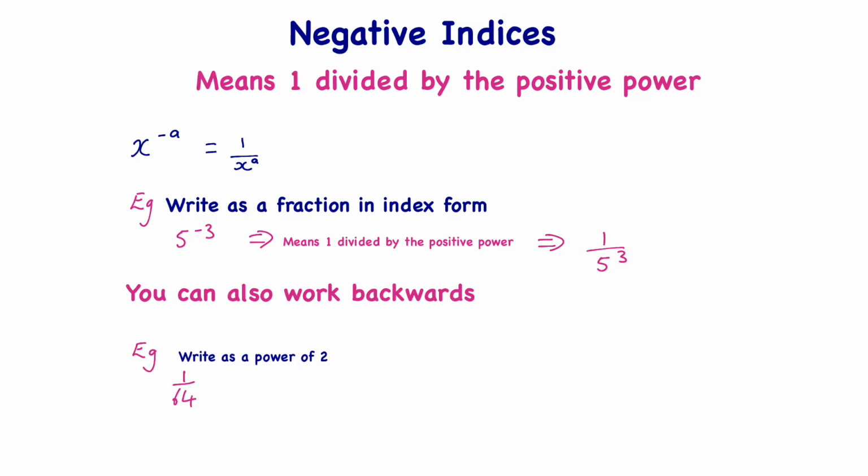So to write as a power of 2, the first thing we'll do is change the 64 to 2 to the power of 6, and then we can rewrite that. Whenever we bring this to the top, it becomes 2 to the negative 6. So let's have a look at a few more examples.